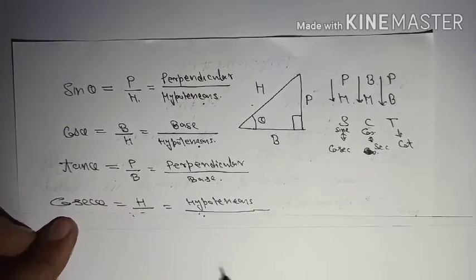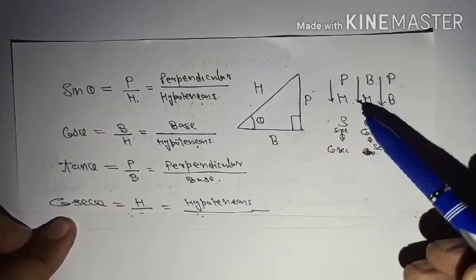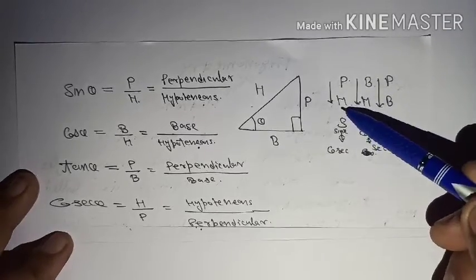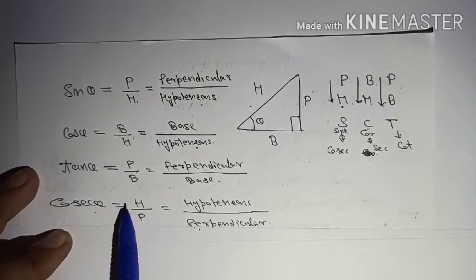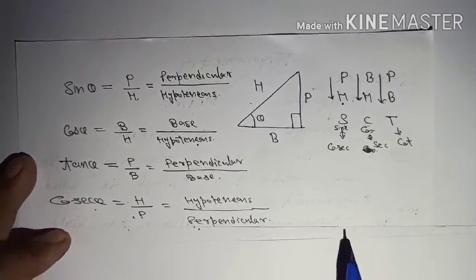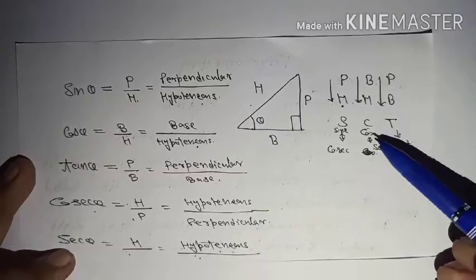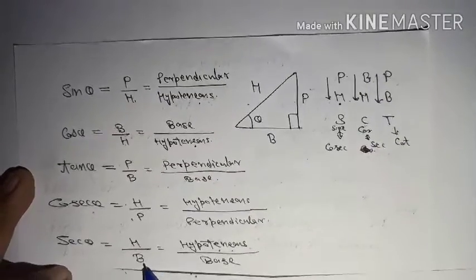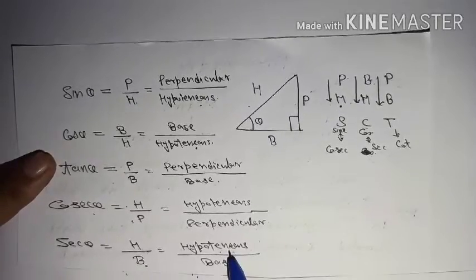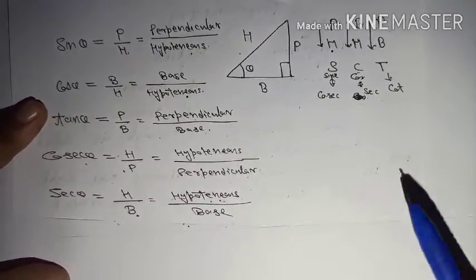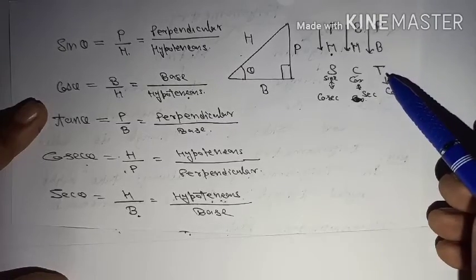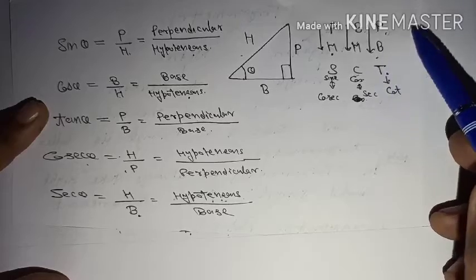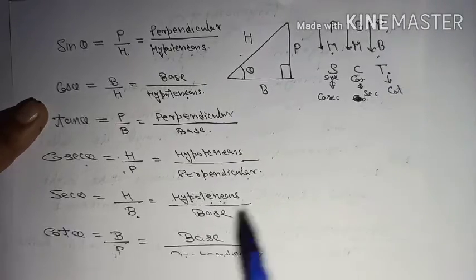After that comes cosec theta. Cosec theta is the reciprocal of sine theta. So instead of P upon H we will take H upon P. So cosec theta is equal to H upon P. What about sec theta? Sec theta is the reciprocal of cos theta. So that is H upon B, sorry, H upon B, that is hypotenuse upon base. And last is cot theta. Cot theta is the reciprocal of tan theta. So tan theta is P upon B, and cot theta will be equal to B upon P.